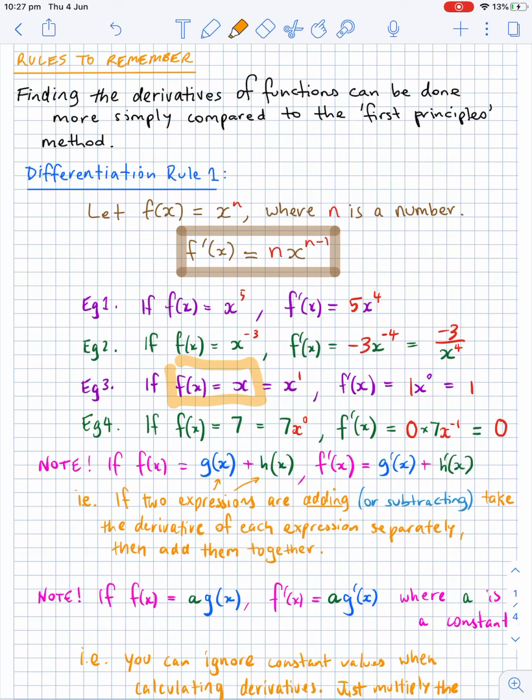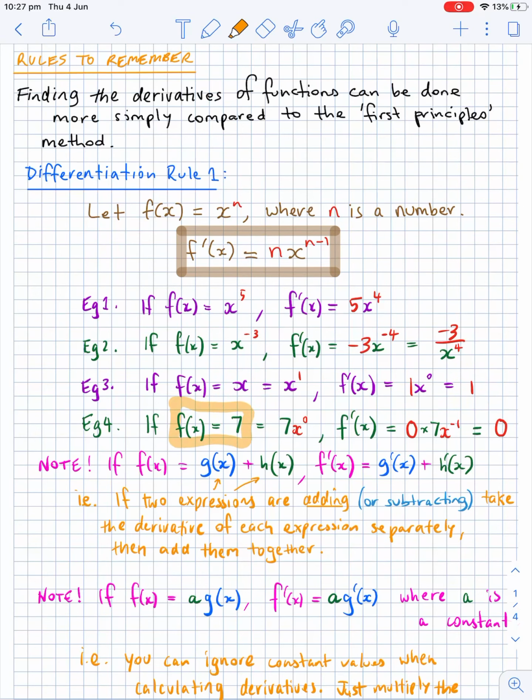Next up, say if f of x is just x. The derivative of just an x by itself, well, the idea is that this 1 can go to the front, and that 1 will go down by 1 and it will change to a 0. So the 1 goes to the front, the power changes to a 0. Anything to the power of 0 is 1 itself, so 1 times 1 equals 1. So the rule is that pretty much the derivative of just x is going to be just the number 1.